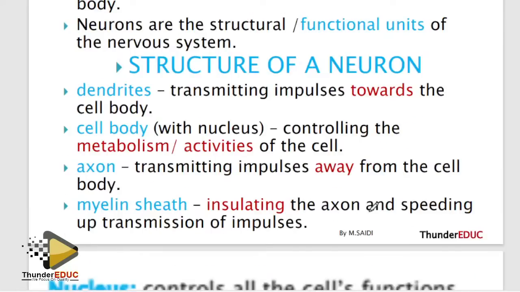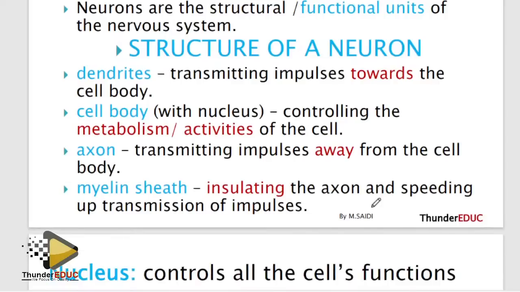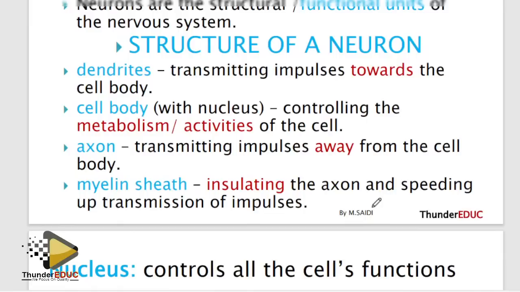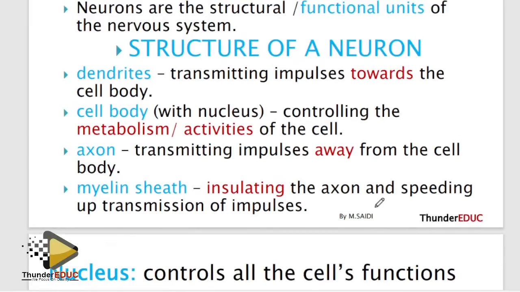Dendrite, cell body, axon, then myelin sheath. Dendrite transmits impulse to a cell body. The cell body is where activities take place. Then axon transmits impulse away from the cell body. And then myelin sheath, that is a sheath. When you talk about the sheath, it is a protector.